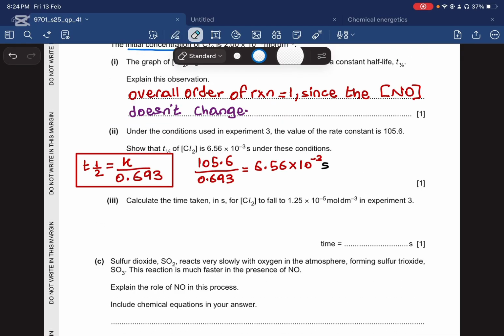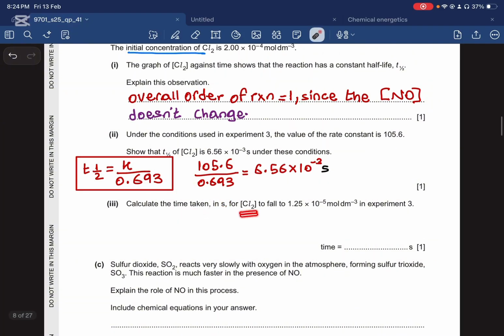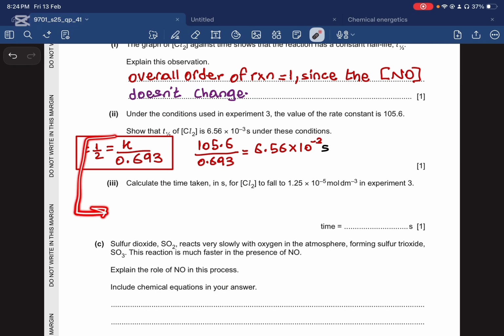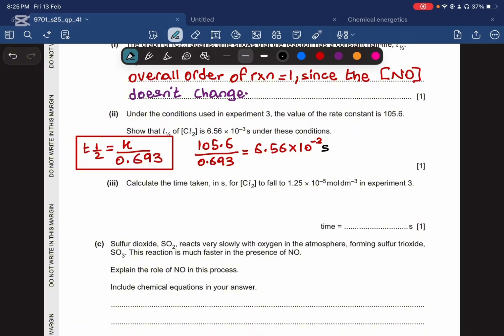Right. Question number 2. Calculate the time taken in seconds for the concentration of chlorine to fall to this much in experiment number 3. Now, I'm going to give you a trick right here. Just make sure you remember this in detail. Whenever you come across a question that asks how much time it takes for the concentration to fall from this to this, and it comes immediately after the half-life question, you need to remember that it needs to be related to the half-life. Now, what is the half-life here? 6.56 times 10 to the power minus 3. Meaning, in this much time, the concentration of chlorine is going to halve, or be divided by 2.